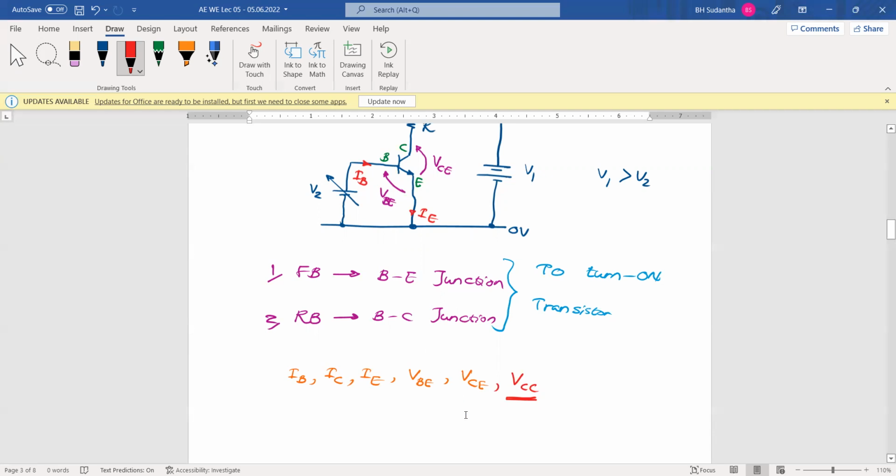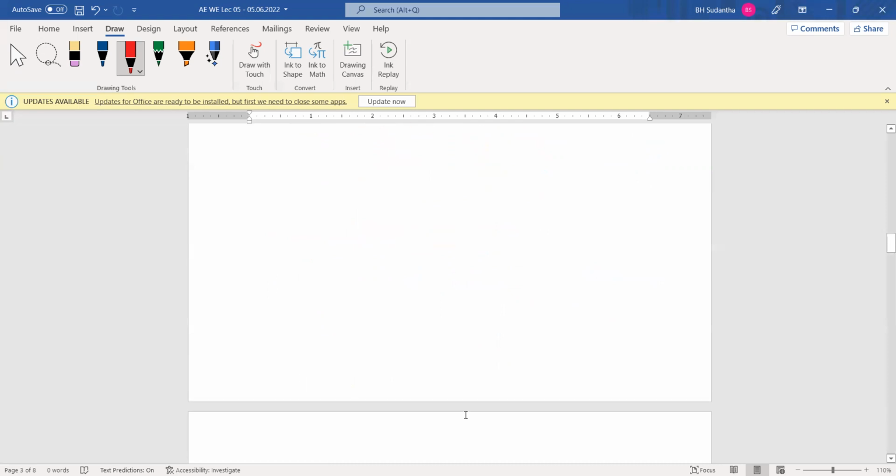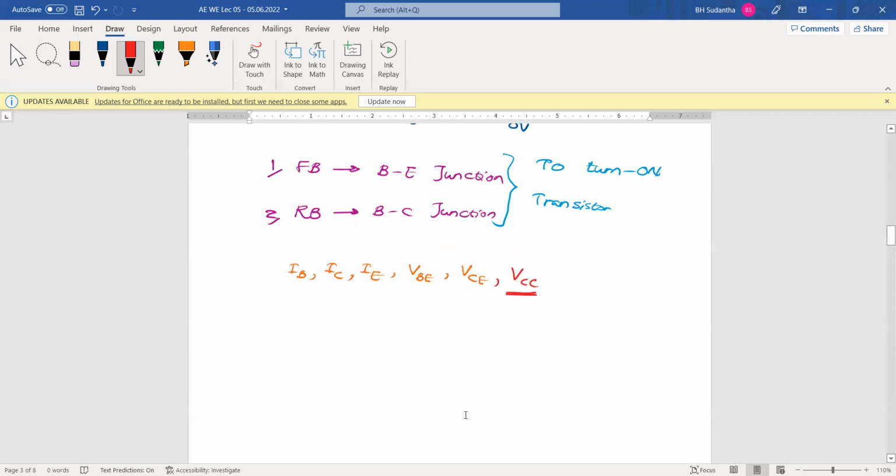Now, shall we draw different graphs to understand the functionality of this one? What type of graphs can you already draw?